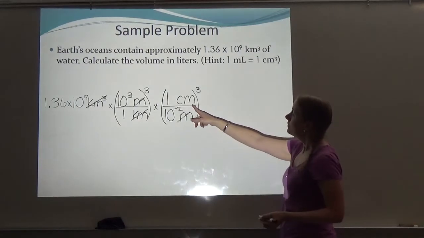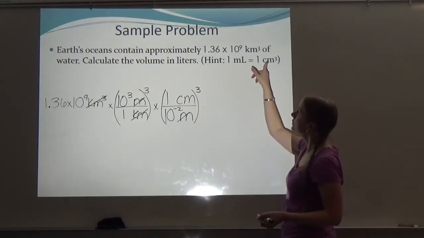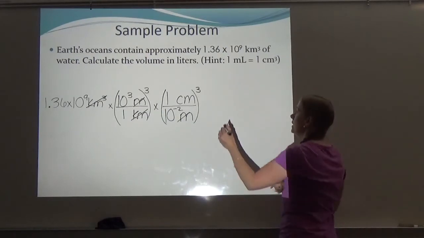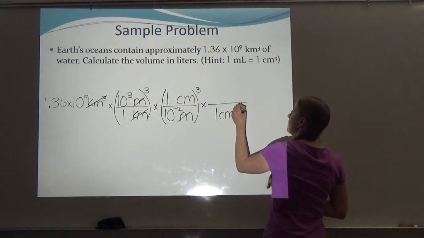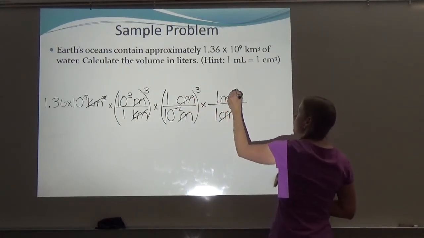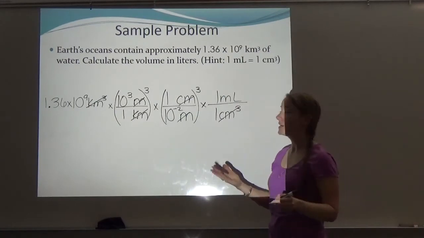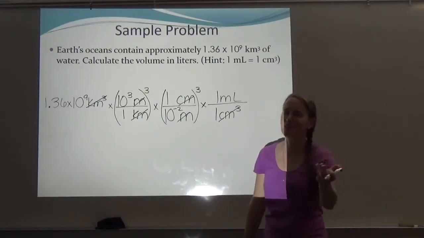Okay, so now we made it to centimeters cubed. I told you 1 centimeter cubed equals 1 milliliter. So we follow our golden rule and we put our centimeter cubed on bottom because of course we want to cancel that out. And that equals 1 milliliter. So see, we're almost there. And y'all, they're not all this difficult. This is just a super awesome one.